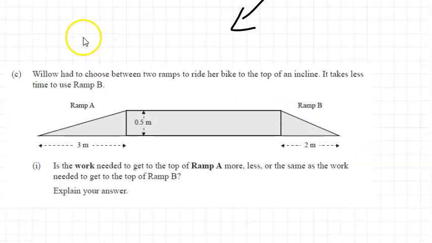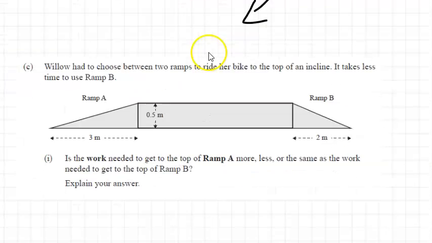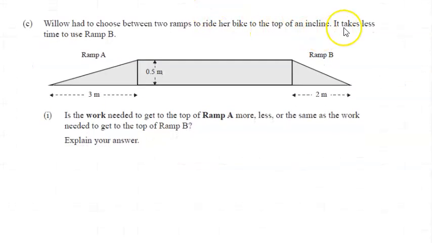So Willow had to choose between 2 ramps to ride her bike to the top of an incline. It takes less time to use ramp B. So we're going to get into this aspect of time. This is going to increase something different, but is the work needed to get to the top of ramp A more, less, or the same as the work needed to get to the top of ramp B?